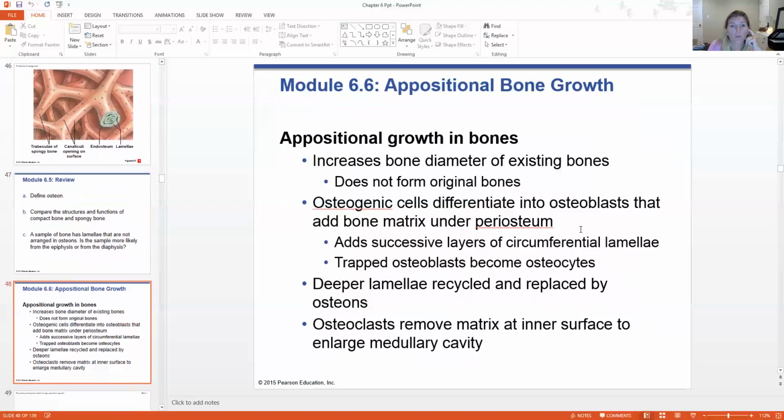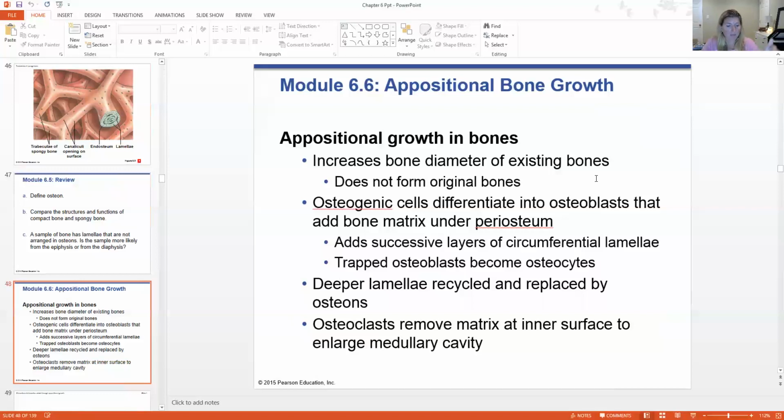Let's talk about how bones grow. They grow in 2 main ways. One's called oppositional bone growth. Oppositional bone growth is where the bone is increasing in diameter. So it doesn't form original bones. This is when you're born and you're growing from an infant to an adult, right? The osteogenic cells will differentiate into osteoblasts, and the osteoblasts are basically forming and secreting new bone matrix and developing into osteocytes themselves. This happens under the periosteum.